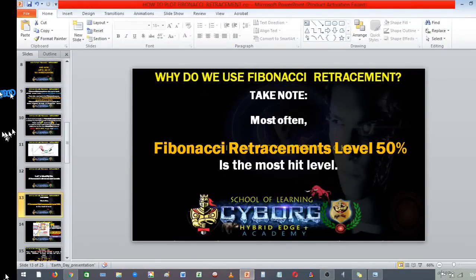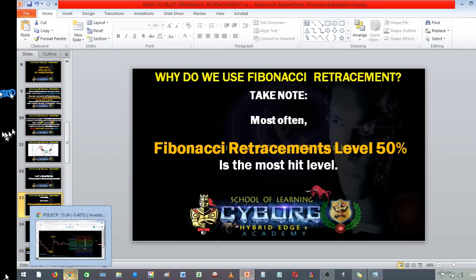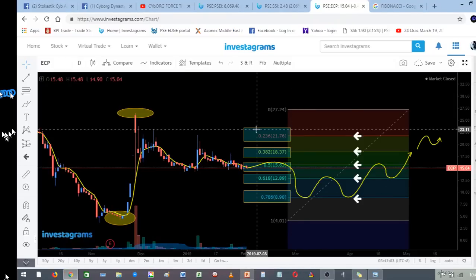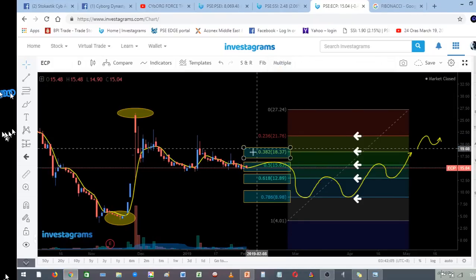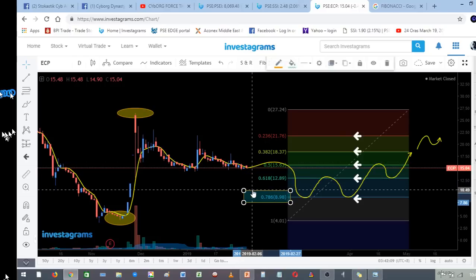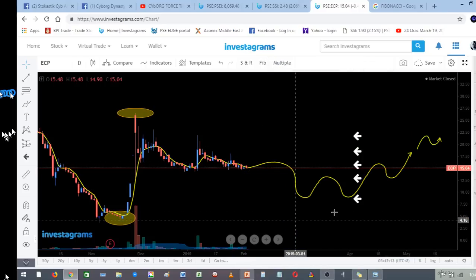But take note, most often, Fibonacci retracement level 50 is the most hit level. By going back to the chart, let's identify if that 50 level is true. The most hit level is 50% level.